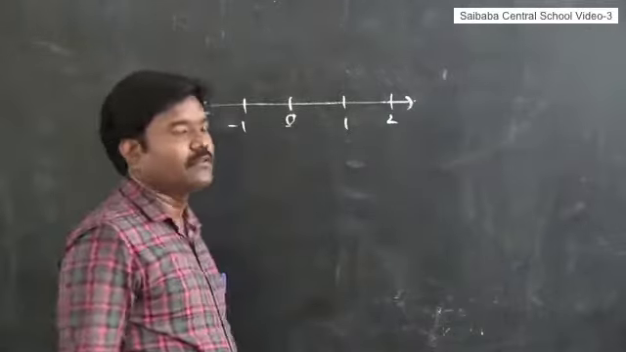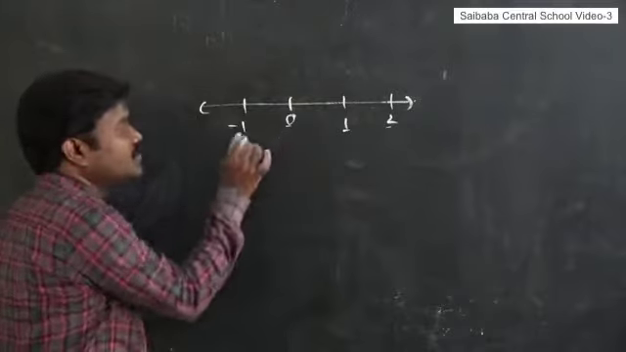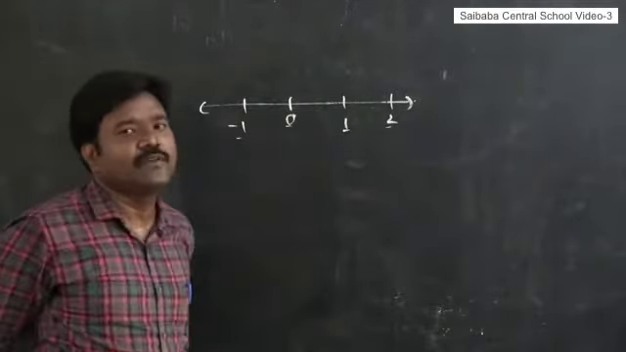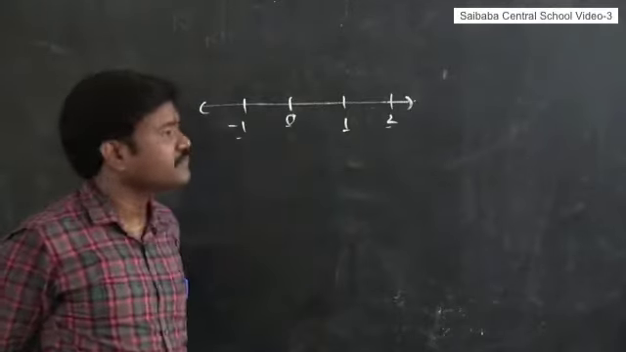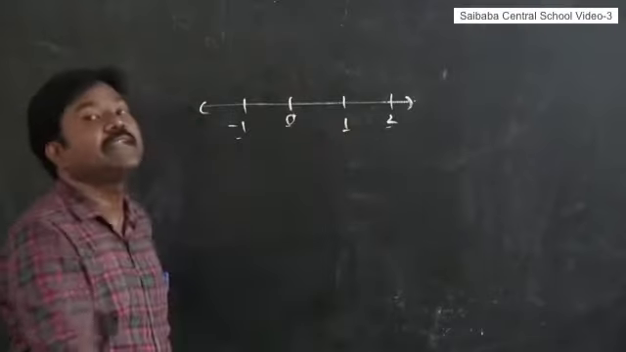0 is a rational number. 1 is a rational number. 2 is also a rational number. -1 is also a rational number. These are all rational numbers. We can write them as by 1, by 1, by 1. That's why we say that those are all rational numbers. Between these two rational numbers, how many rational numbers are there?